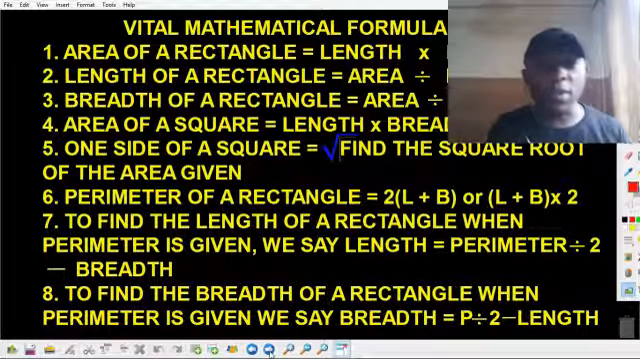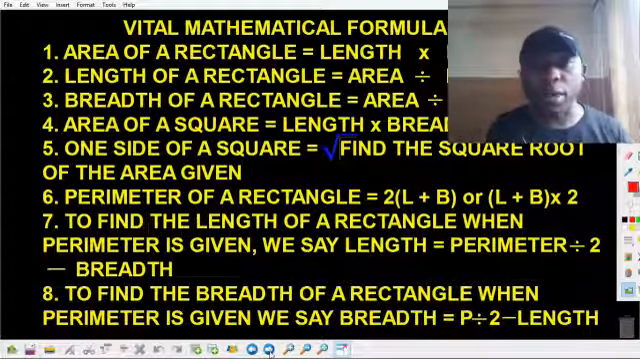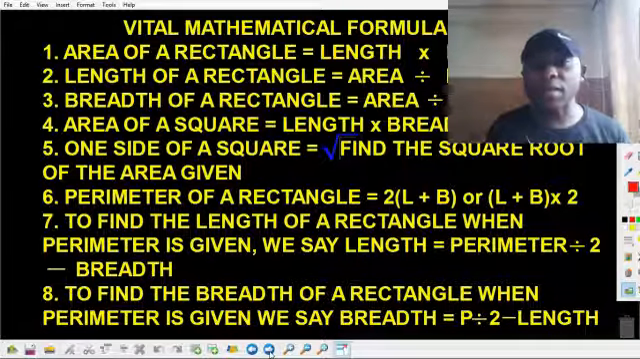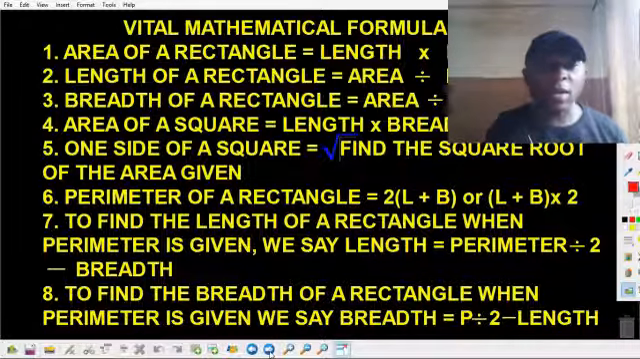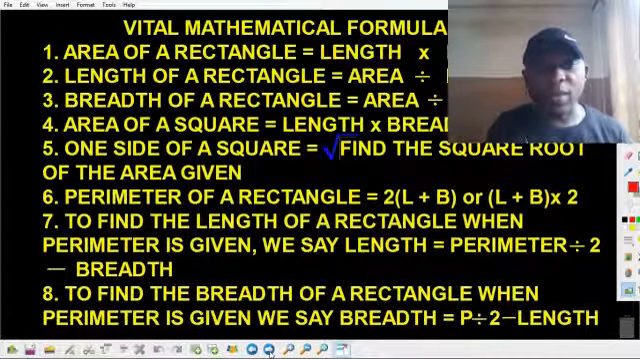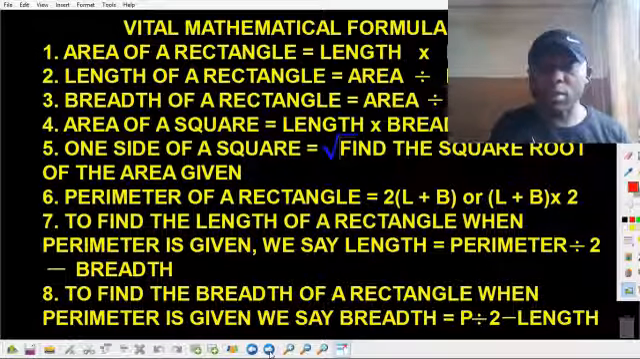Now to find the perimeter of a rectangle, we say 2 open bracket length plus breadth. Now to find the length of a rectangle when perimeter is given, we say length is equal to perimeter divided by 2 minus breadth. Now to find the breadth of a rectangle when perimeter is given, we say breadth is equal to perimeter divided by 2 minus length.